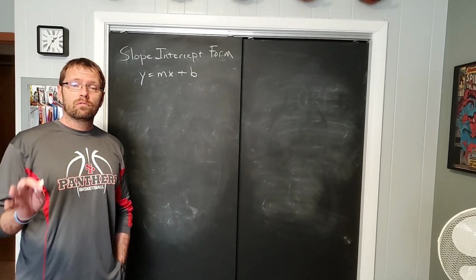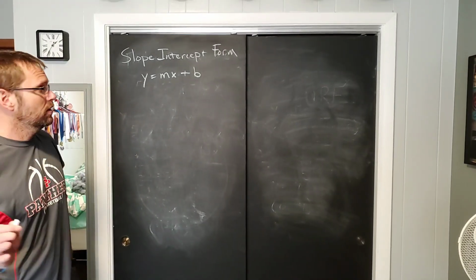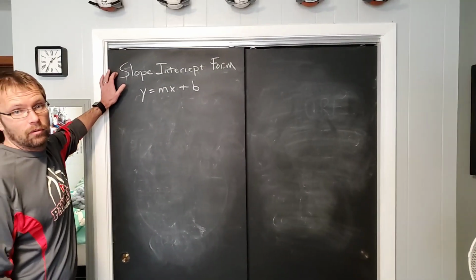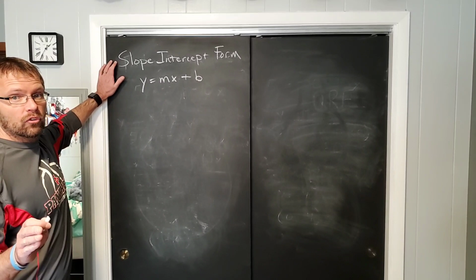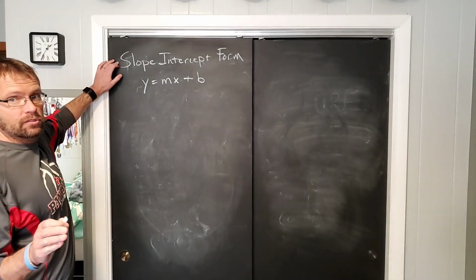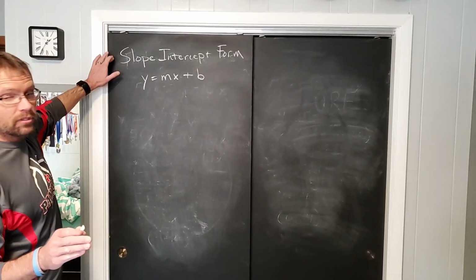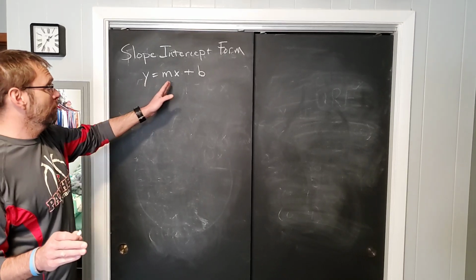So, we're moving on from intercepts, and now we're going to talk about something called slope-intercept form. Now, this is review from last year. Whether or not you remember it, that's probably another story. So, slope-intercept form is y equals mx plus b.